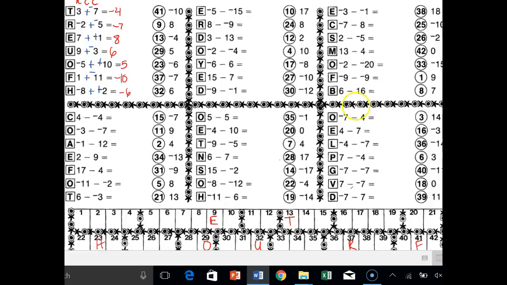All right. Lastly, I'll do KCC on this row for you. So we do keep, change, change.